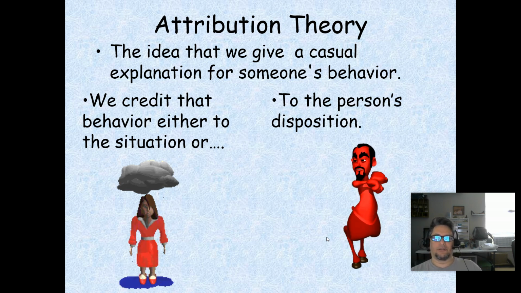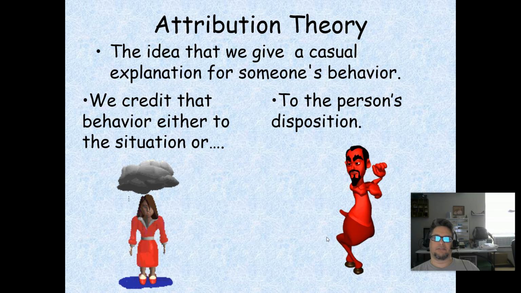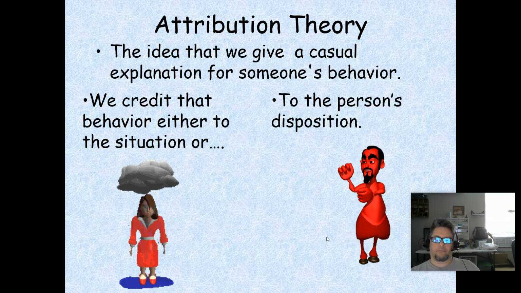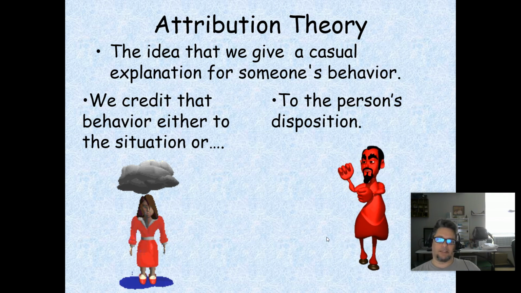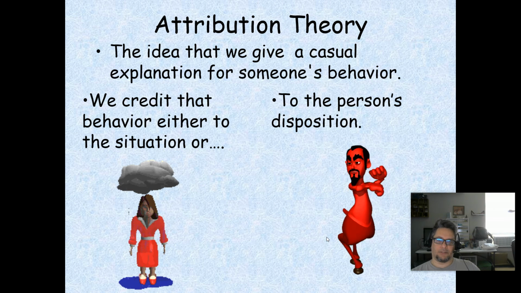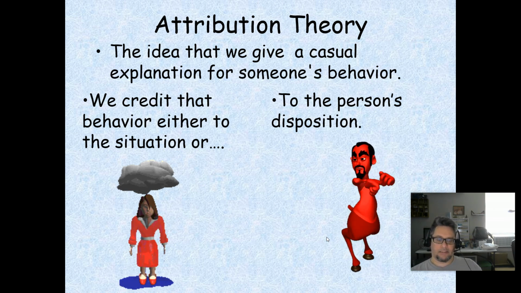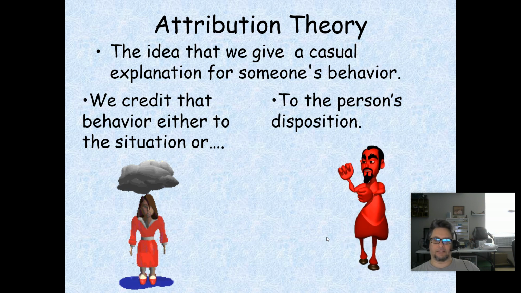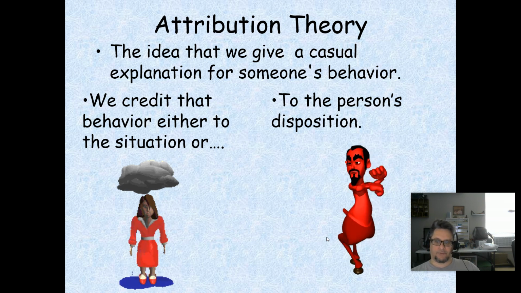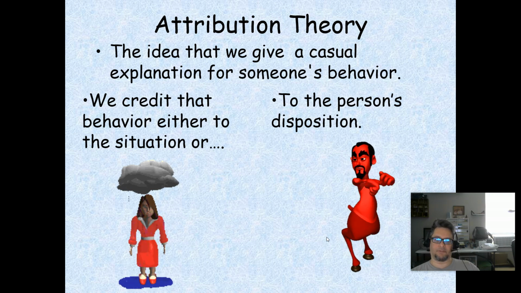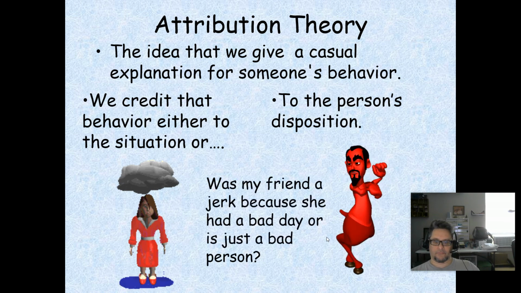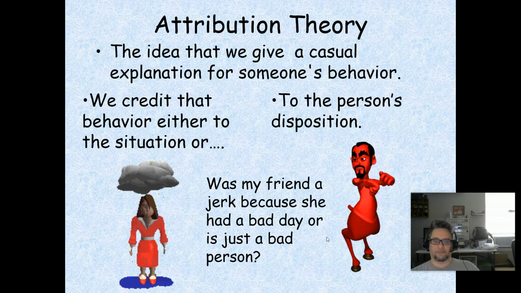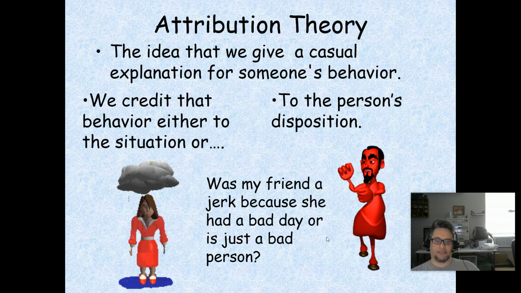All right. So attribution theory is that we're going to either say somebody did something because of the situation that they got put in, or because the person is just that way. So it's either their situation or their disposition. Now, whatever we're talking about us, we're much more likely to blame the situation if something bad occurs, whereas if we're talking about other people, we are more likely to talk about the disposition. So is my friend a jerk because she had a bad day, or because she's a bad person?